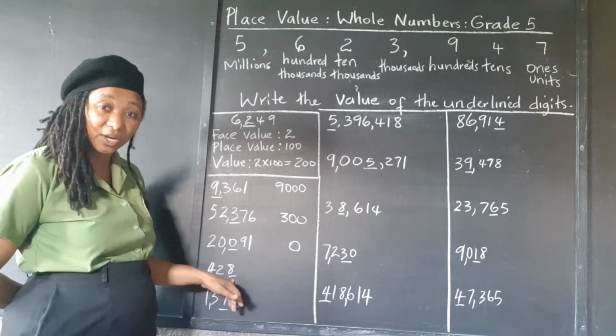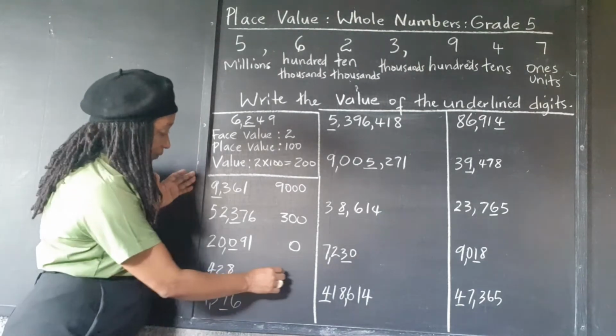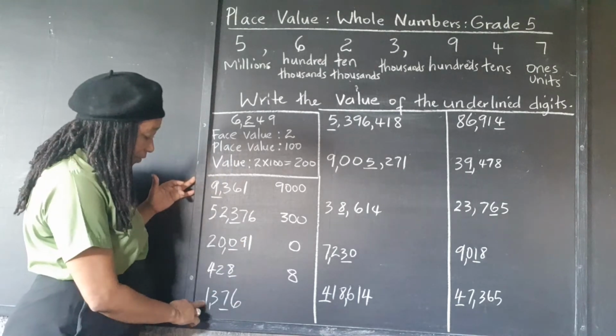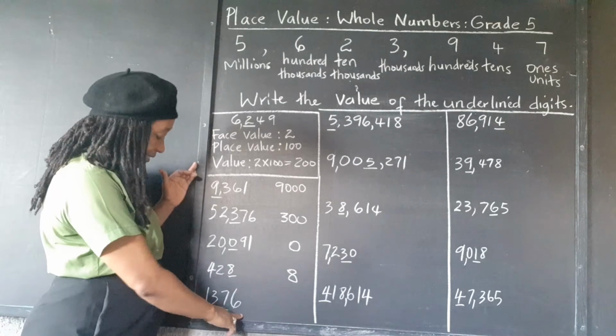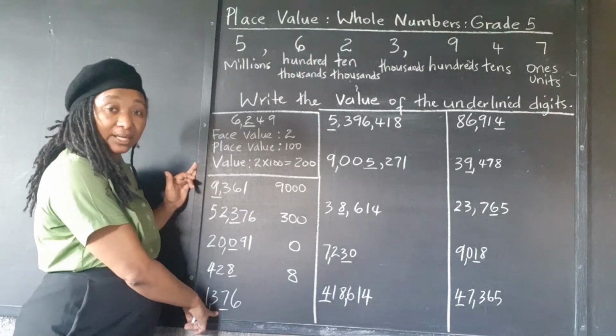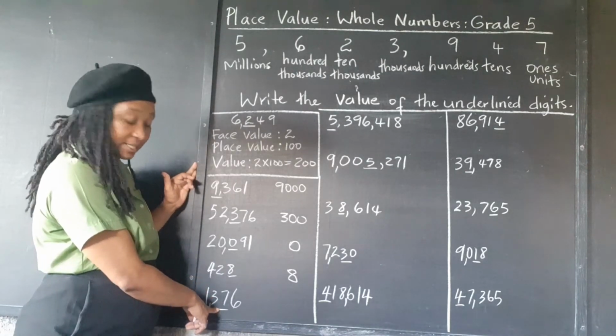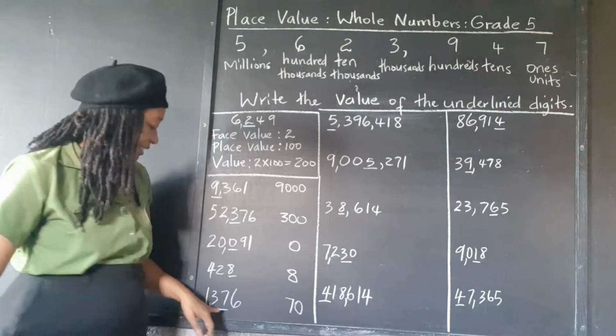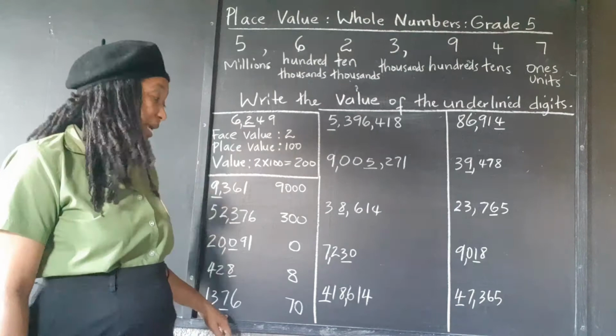428, so the 8 is underlined. This is in the ones place, so it's 8 ones or just 8. 1,376, the 7 is underlined. It is in the tens place. 7 times 10, that's 70. So the value of the 7 in this number is 70.